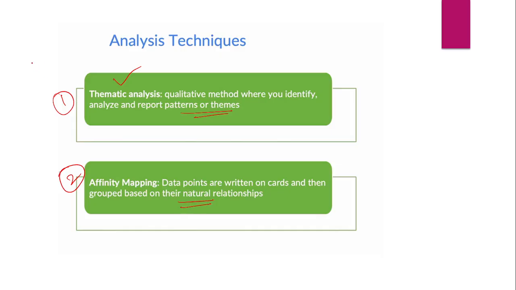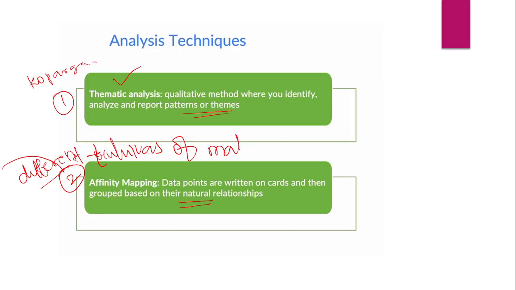For example, thematic means I am getting data only in the Kopargaon region, and I am doing the analysis there. But affinity mapping means I am getting data in the different talukas of Maharashtra, and I am doing the analysis. That is called affinity mapping. So in thematic analysis, based upon the region, I change the questionnaires. But here, across the different talukas, I set a single questionnaire. I categorize all the data points on cards. That is called affinity mapping.